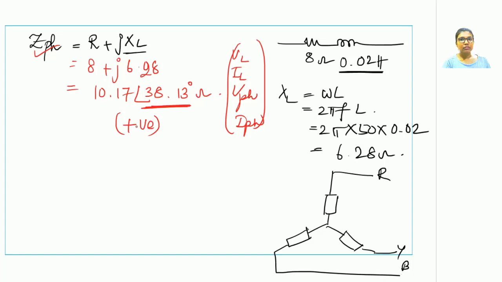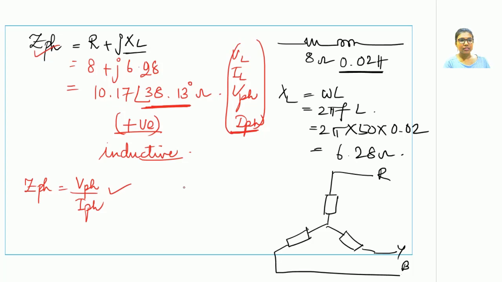So remember the table that we had constructed? For Z being positive, it implies that the circuit is inductive in nature. So naturally, the I phase will carry a negative angle. It is understood. And yes, one more thing. The relationship of Z phase is with V phase and I phase only, which means Z phase is equal to V phase upon I phase. This is correct. If someone writes Z phase as VL upon IL, that is absolutely incorrect. So one has to be very careful while writing this expression.